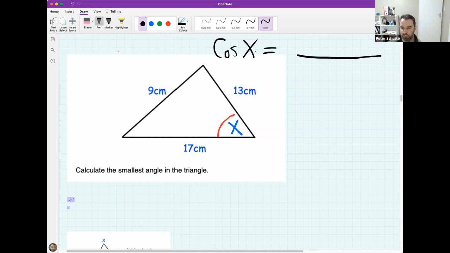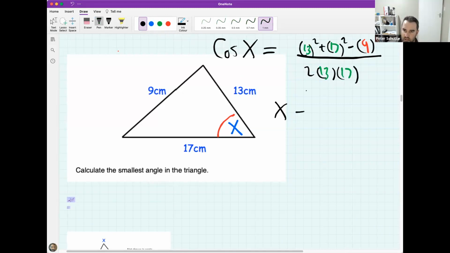I always like to start with a certain format, because that's the thing that is always going to be the same if I'm using the cos rule with 3 sides. What angle do you think we get for angle X? So we're going to put a 9 here, and then a 13 and 17.